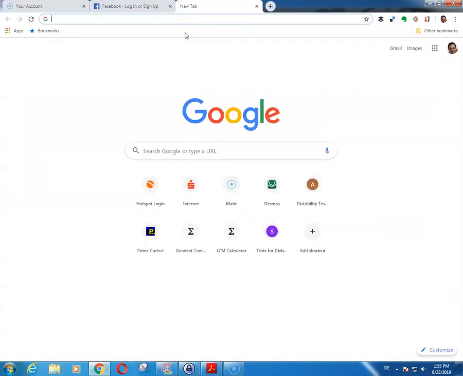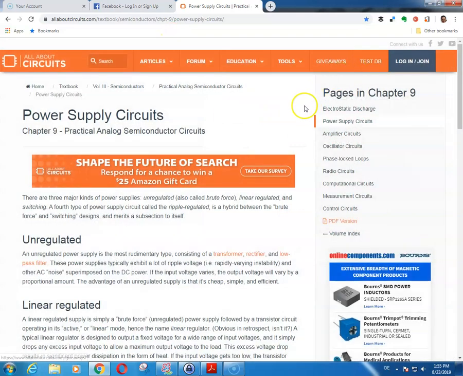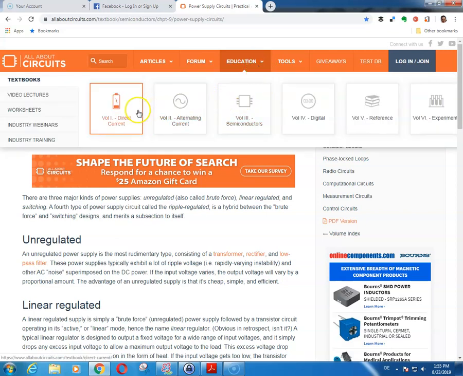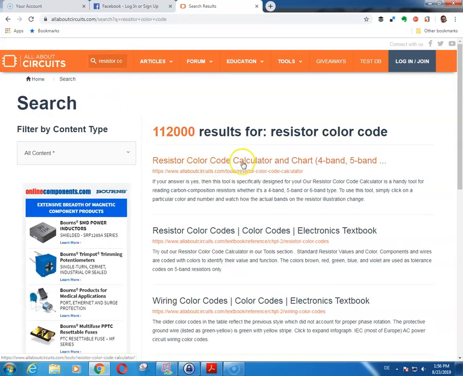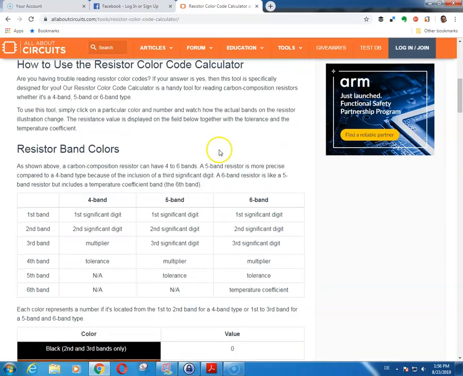For example, if you go to a website all about circuits.com, this is of course an electronics community. There are many books over here that you can read about direct current, alternating current, semiconductors, digital electronics. There's a reference, experiments, and so on and so forth. But if you search for example resistor color code, they give you a calculator and chart, and then a resistor basically looks something like this.